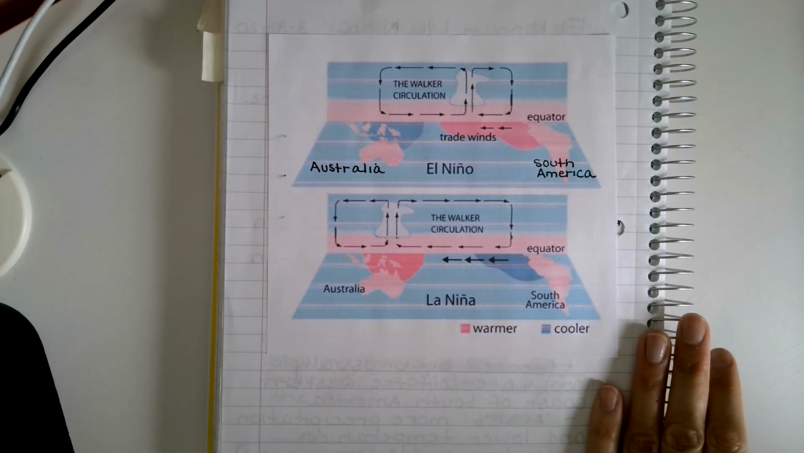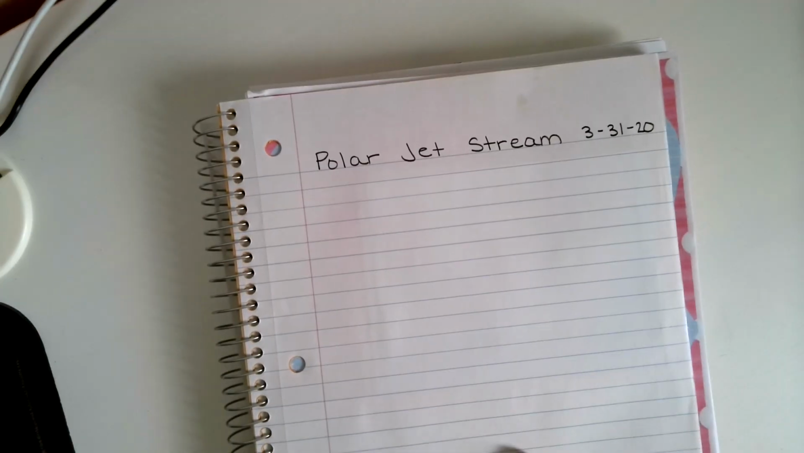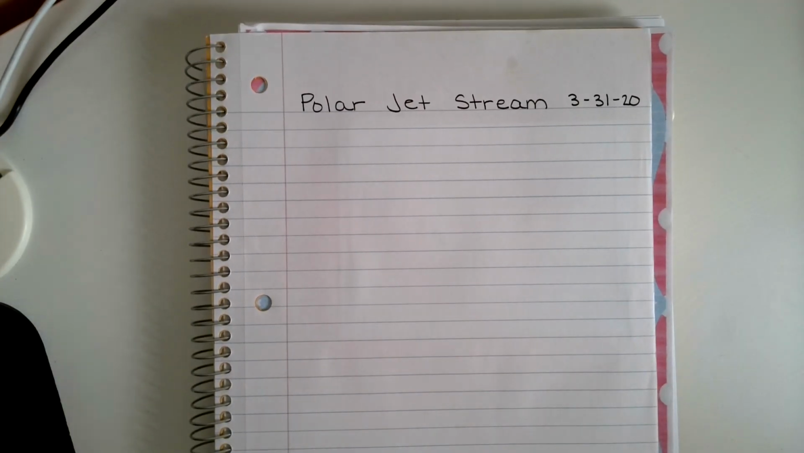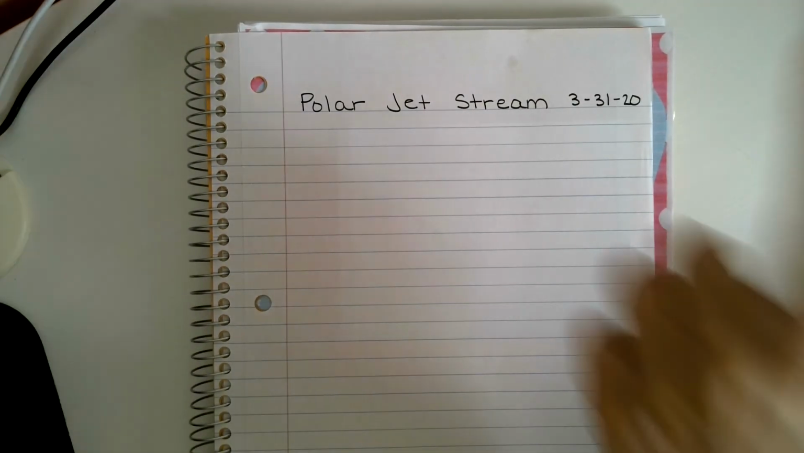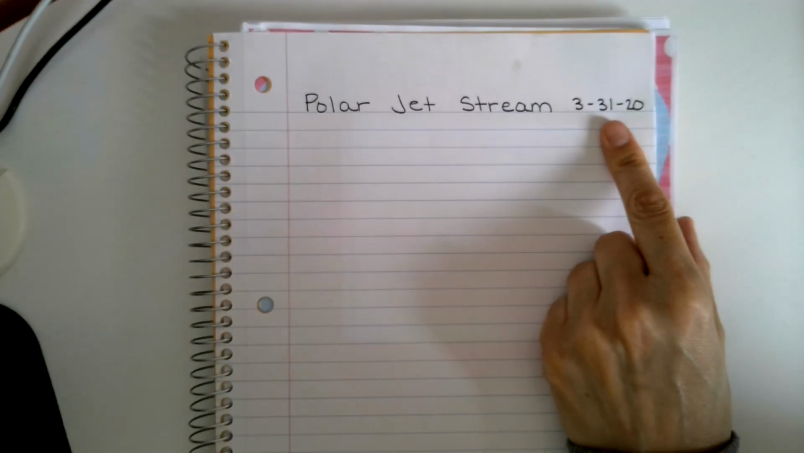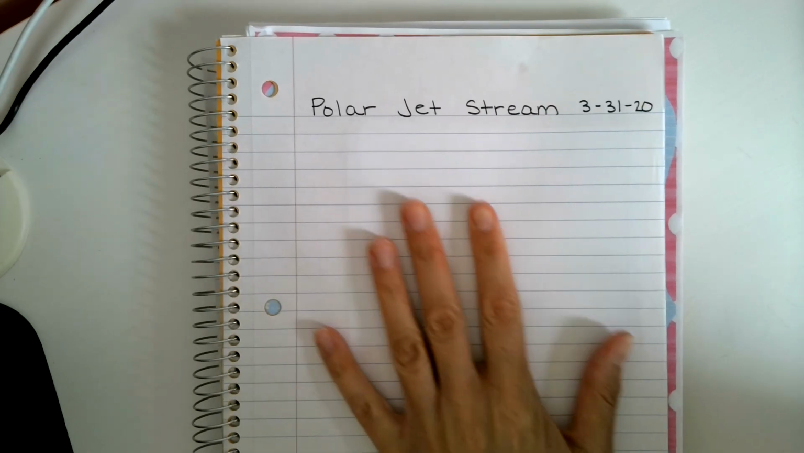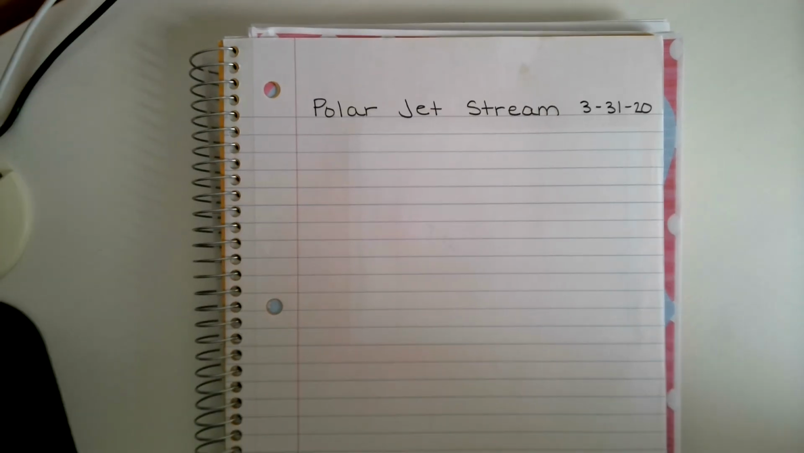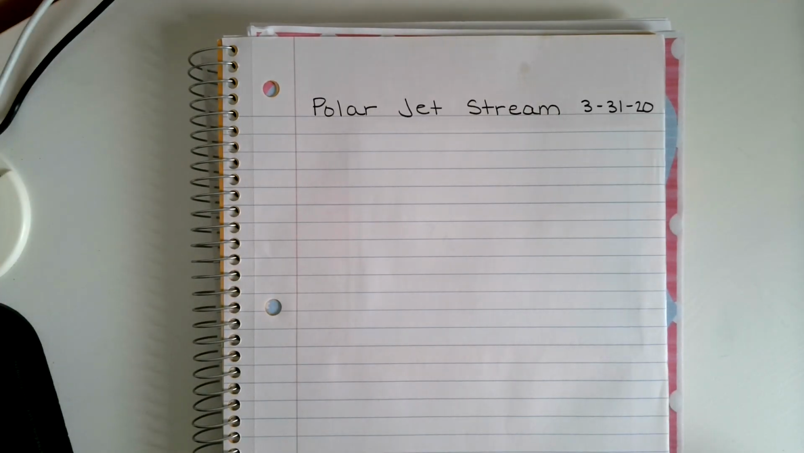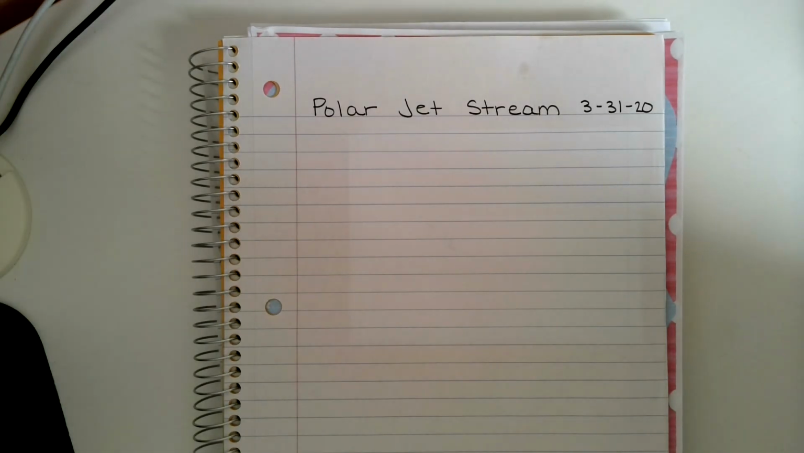All right, so now you're gonna flip to the next clean page and you're gonna write polar jet stream. And you're gonna label it for today's date, which today's the 31st. It's the last day of March. You guys are gonna do the same thing. You're gonna go through the slides that we didn't go through yesterday. So it's slides numbers 8 through 13, and you're gonna take some notes.